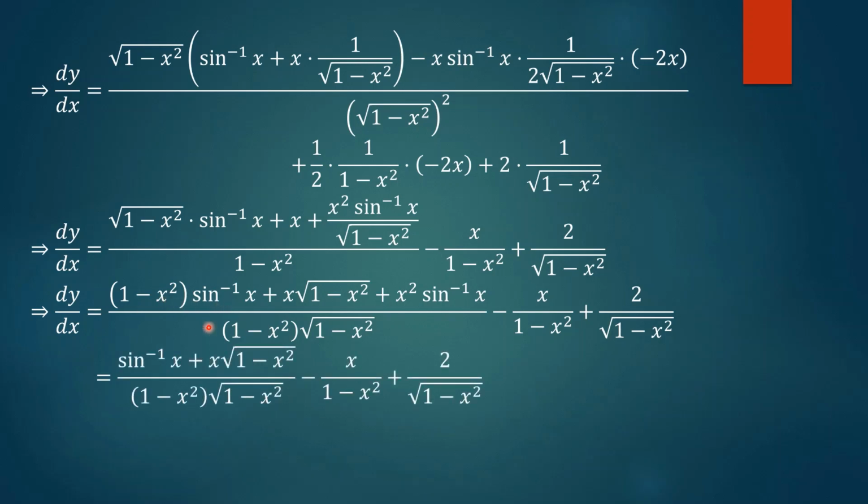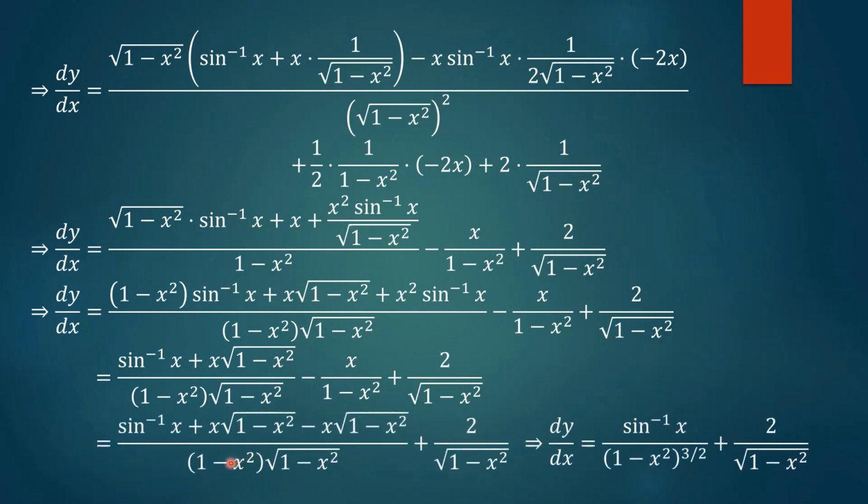You see, it is x square sine inverse x negative, and here x square sine inverse x is positive, so that is cancelled. So it is x root over 1 minus x square alone. The denominator remains the same, minus is the same, this is the same. Okay, then you come to the next line by taking the LCM between these two. So the LCM is 1 minus x square into root over 1 minus x square.